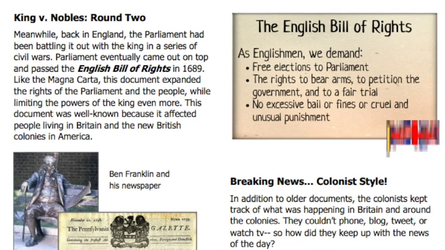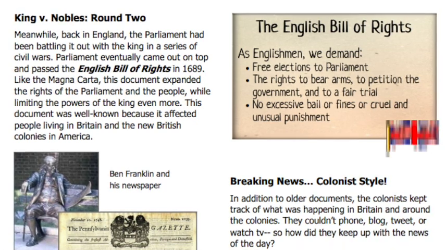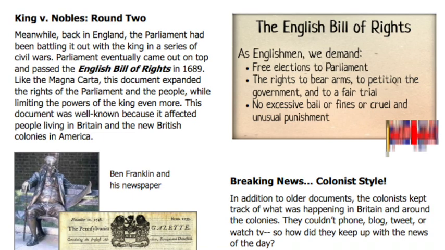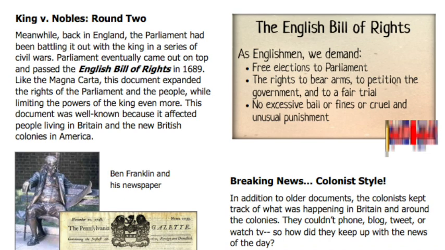Breaking news, colonist style. In addition to older documents, the colonists kept track of what was happening in Britain and around the colonies. They couldn't phone, blog, tweet, or watch TV. So how do they keep up with the news of the day?